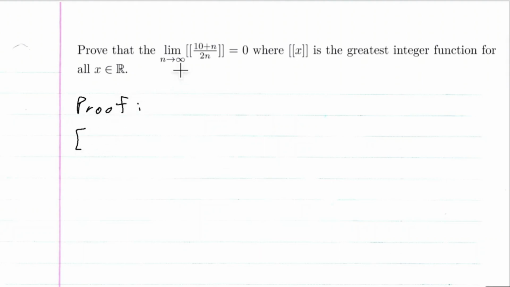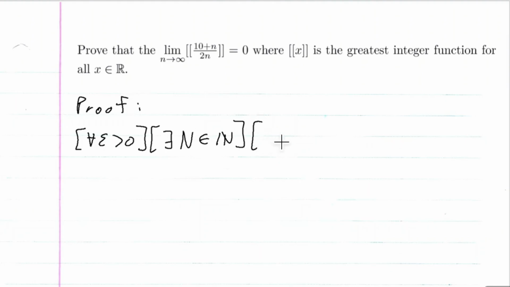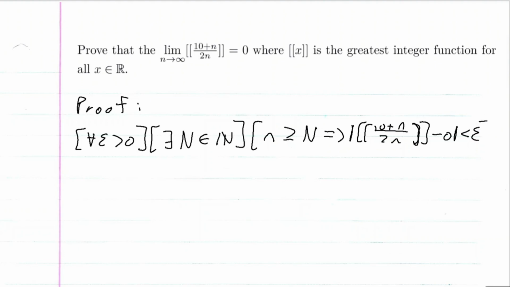So remember, if we want to determine that a sequence converges to a certain limit, we have to show that for every epsilon bigger than 0, there exists a capital N contained in the natural numbers where little n bigger than or equal to big N implies that the absolute value of the terms after this capital N, right, the greatest integer of (10 + n) / 2n, minus 0 is less than epsilon, right? So we want to show this.